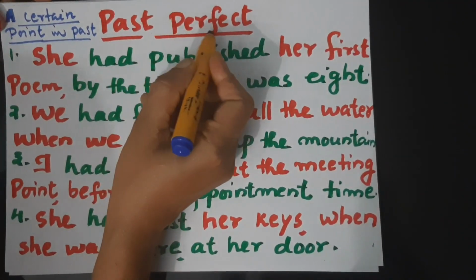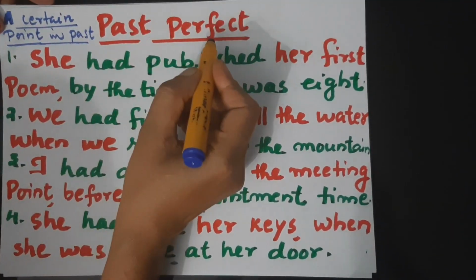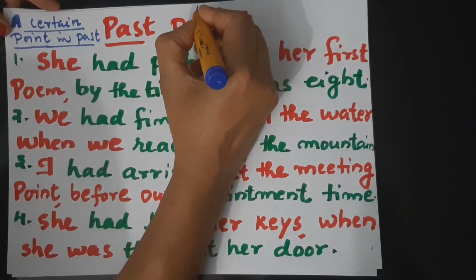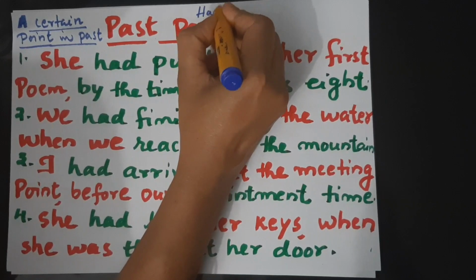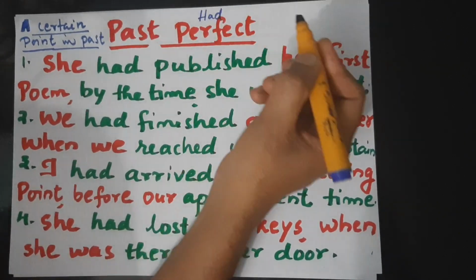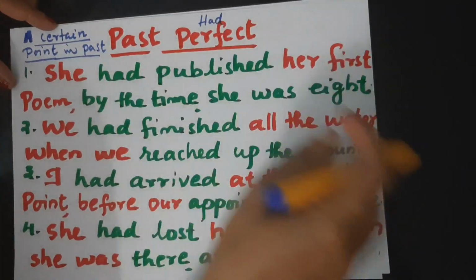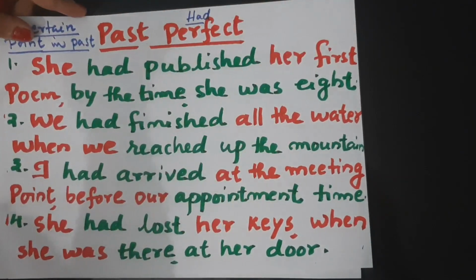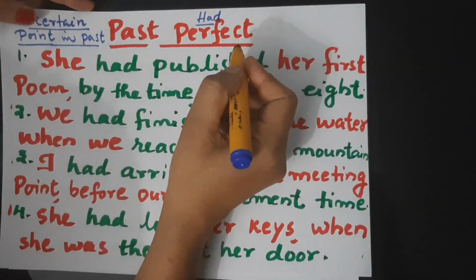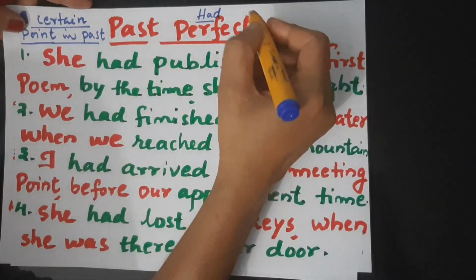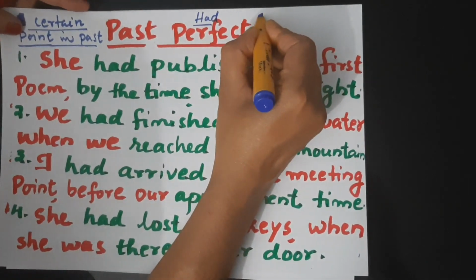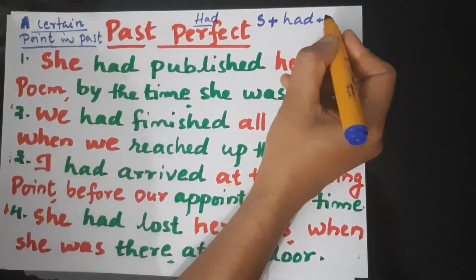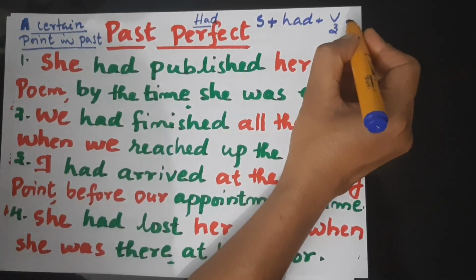Now let's move on to the past perfect tense. As I mentioned earlier, the auxiliary had denotes that the given tense is in the past perfect form. The auxiliary had itself will make you understand that the given tense is used in the past perfect. So the format of past perfect is subject plus had plus V3 form of the verb.